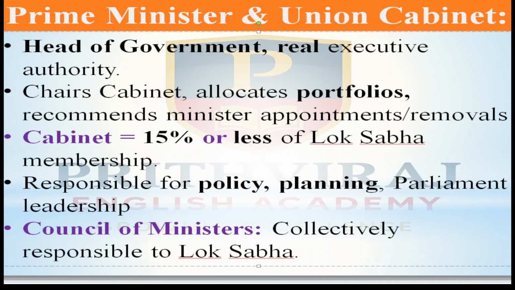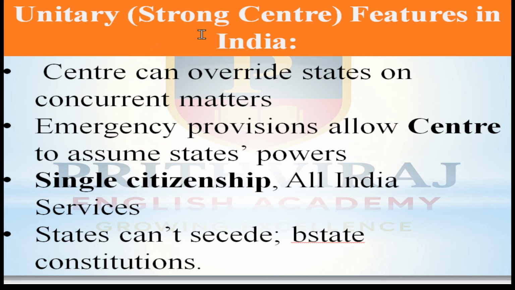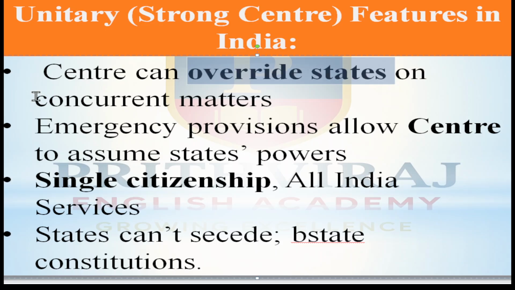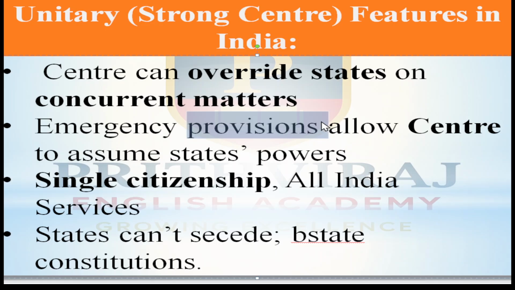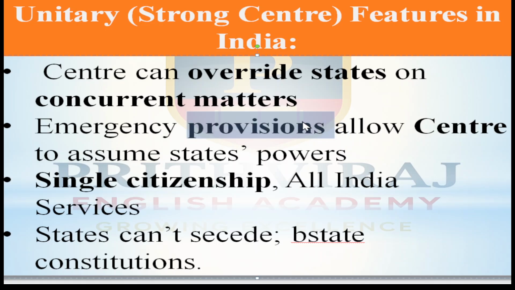Now come to the next: unitary, strong center features in India. What are those? The center can override the states on the concurrent list. Means on concurrent matters, most of the time the center gets the majority. Emergency provisions like 352, 356 and 360, in that the center has more power.